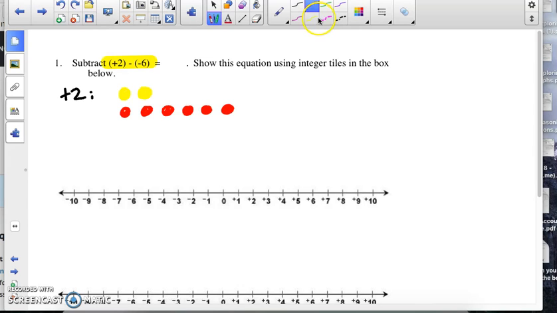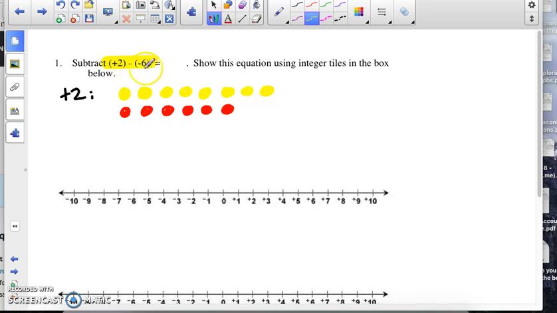So what we need to do is, since we added 6 red tiles, whatever we do to one side, we do to the other side, like an equation in algebra. So we're going to add 6 yellow tiles to match the 6 red tiles we matched below. So 1, 2, 3, 4, 5, 6. As you can clearly see, this tile set is still showing +2.